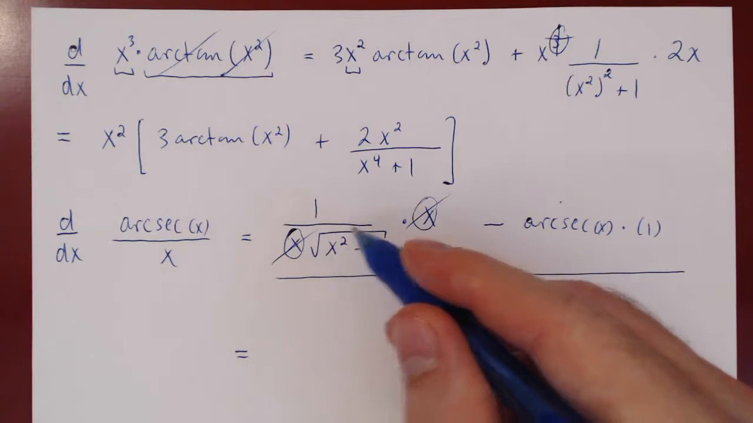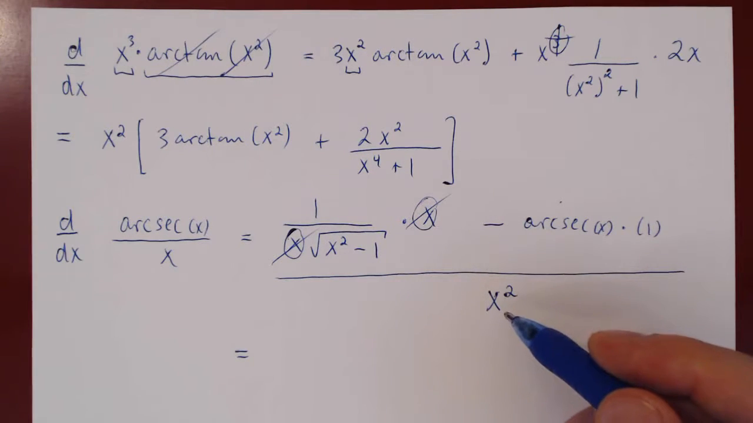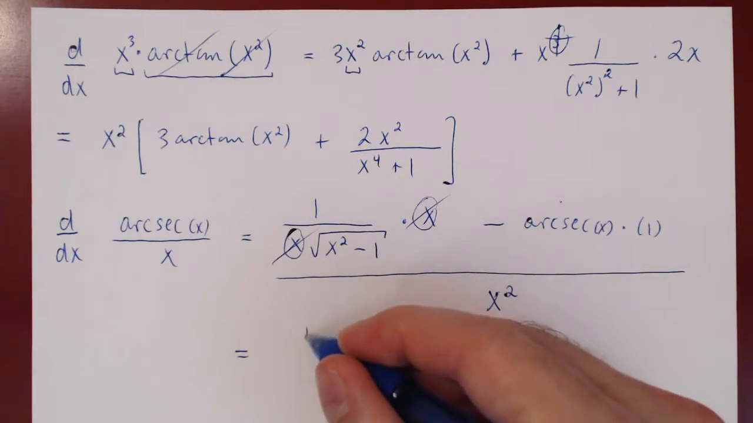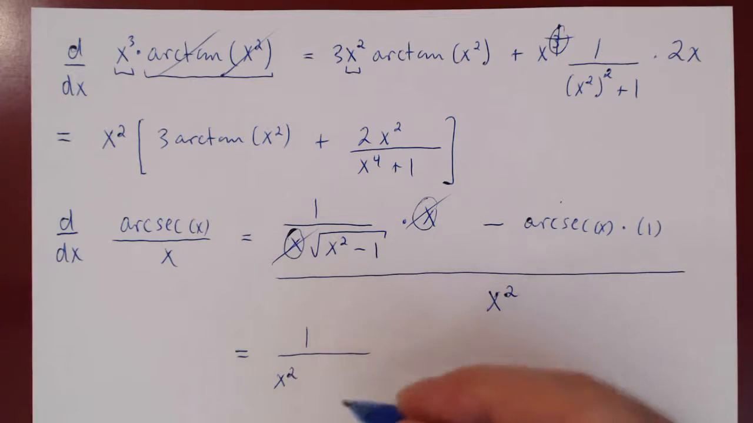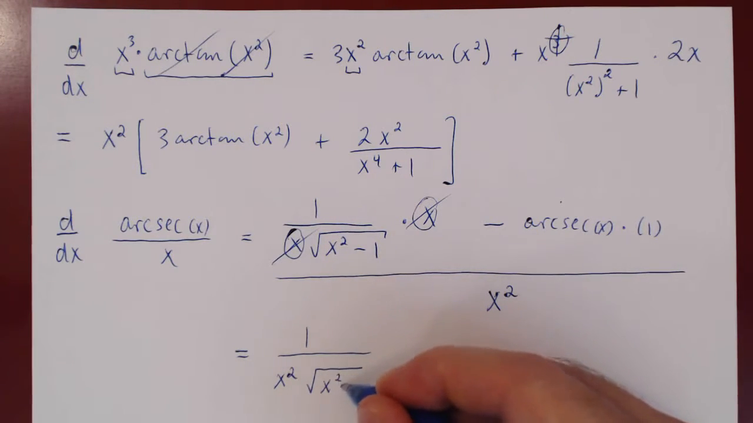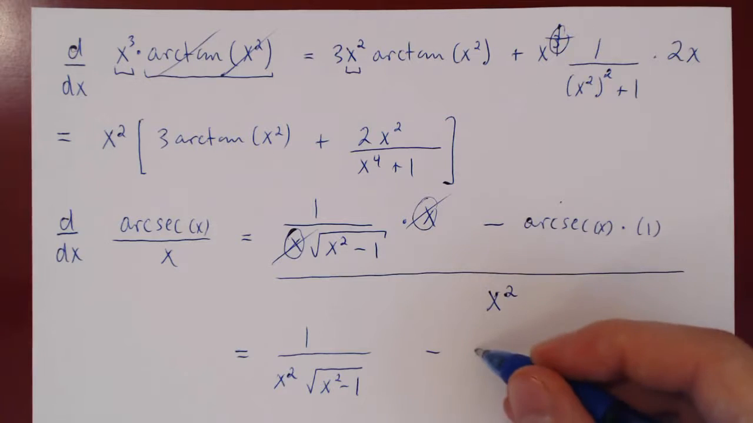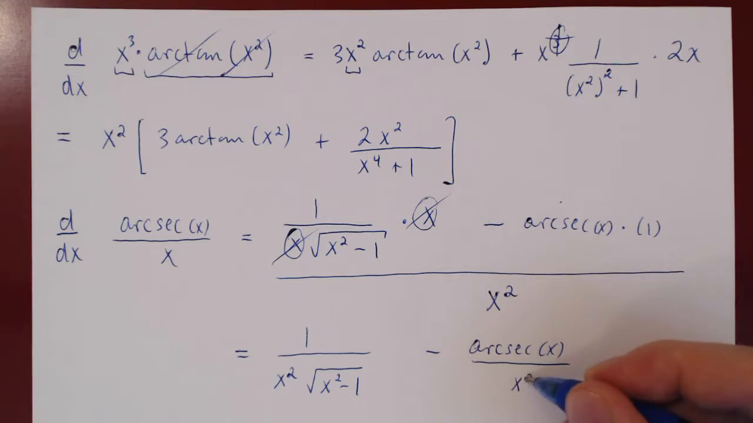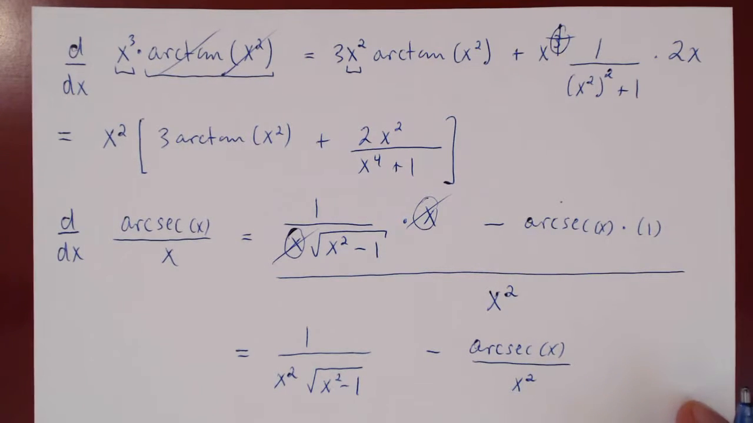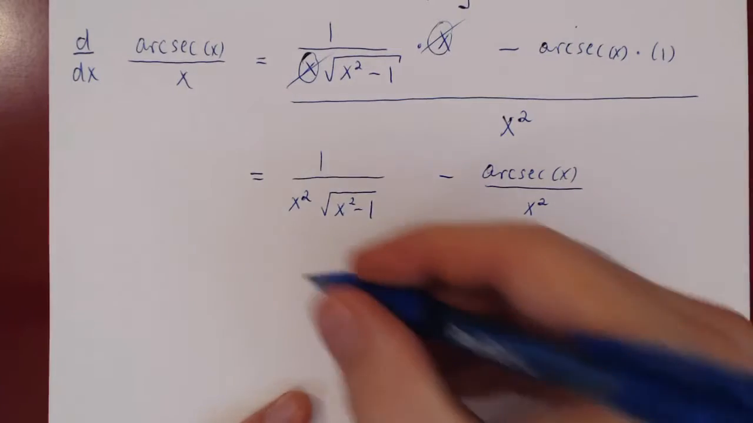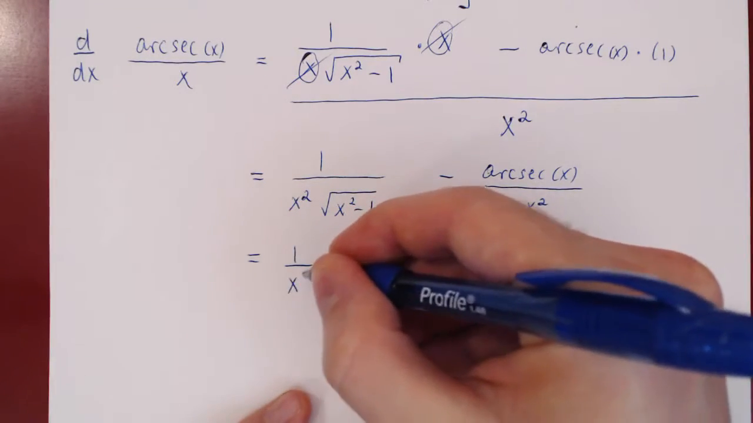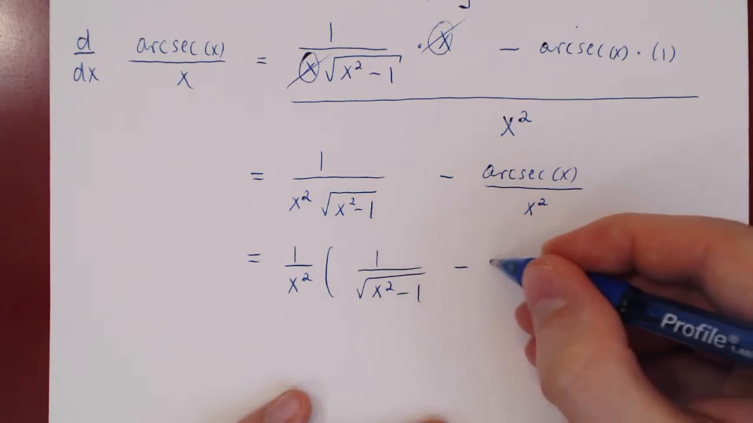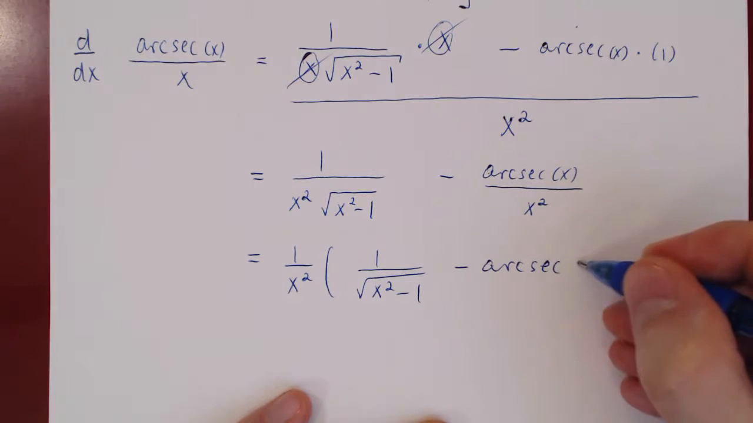So if I have 1 over root of x squared minus 1 divided by x squared, dividing by x squared is the same as multiplying by 1 over x squared. So we'll have 1 over x squared root of x squared minus 1 minus arcsecant of x over x squared. And again here, if you want, you can factor out a 1 over x squared. And that will give you 1 over x squared times 1 over root of x squared minus 1 minus the arcsecant function of x.